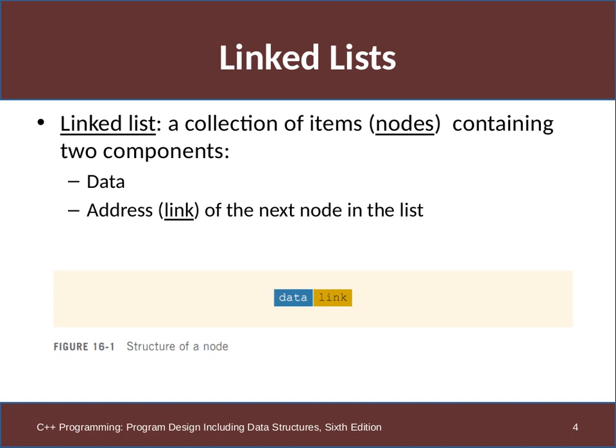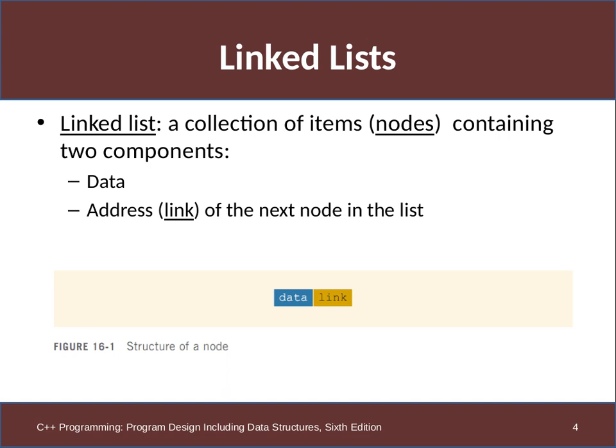A linked list is going to be a little different. It's going to be a collection of items, and these items are going to be contained in something we call a node. I'm going to use that word node a lot, so start getting used to it, because it's not just for a linked list. There's nodes in everything else. It contains two components, the data and the address or link of the next node in the list. Hey, what does that second one sound like?